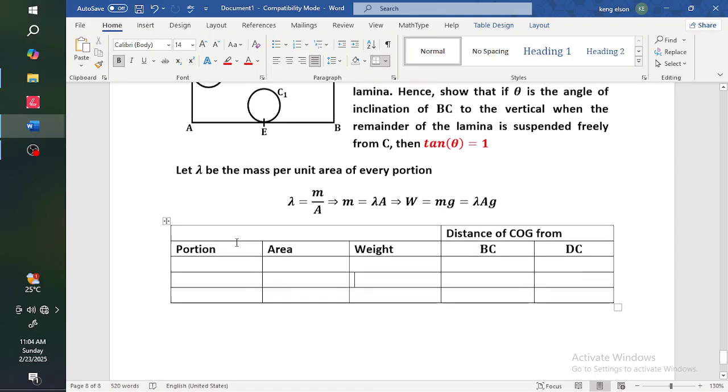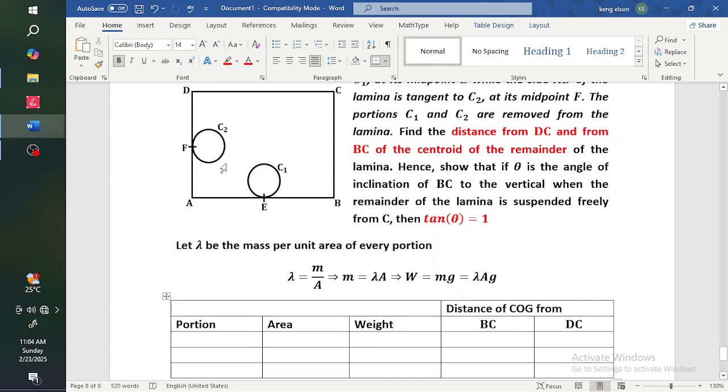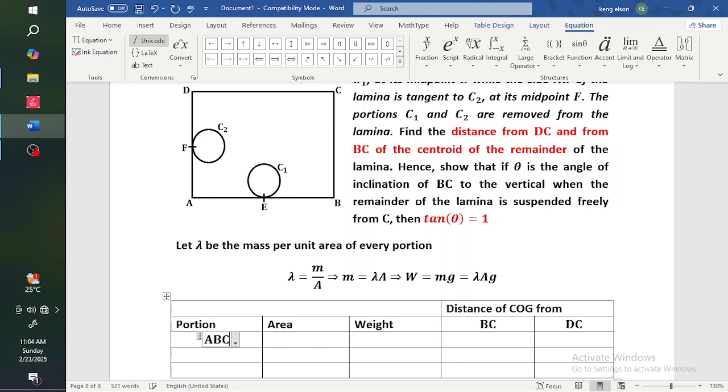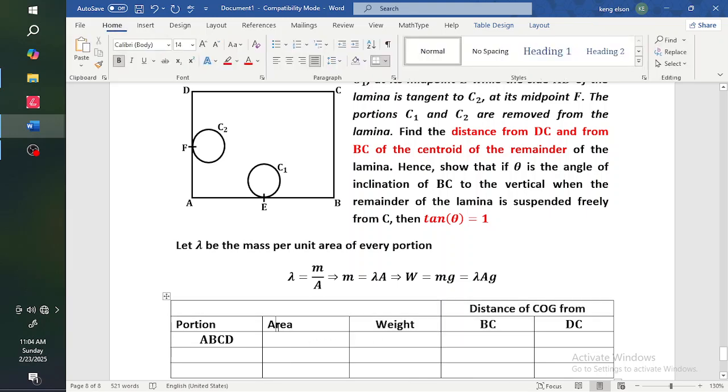Okay, so let's come back to our diagram. The first portion we can take is the whole lamina, the portion A, B, C, D. All right, that's our first portion. What is the area? It's length times width. In fact, it's a square, so it is the side squared.